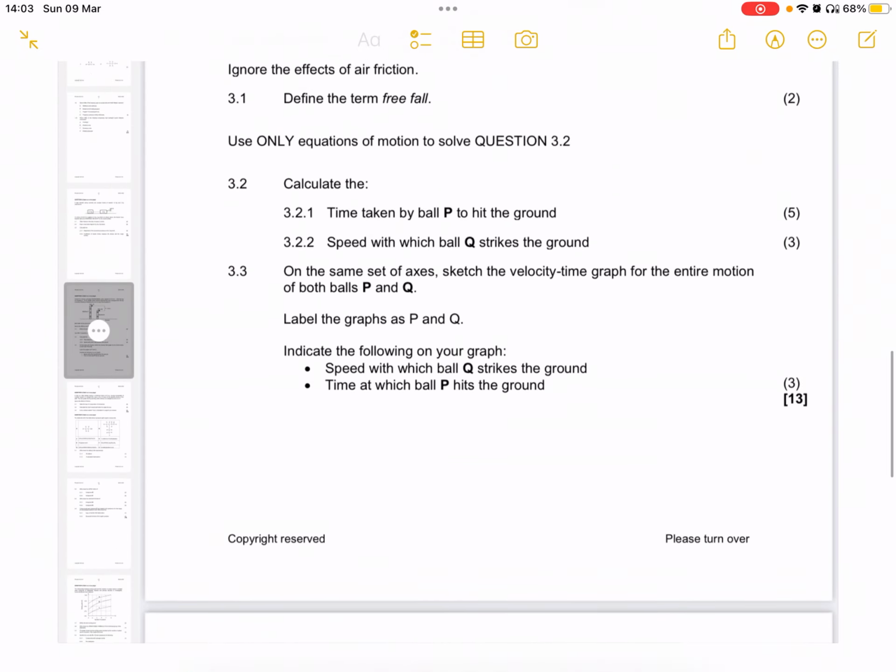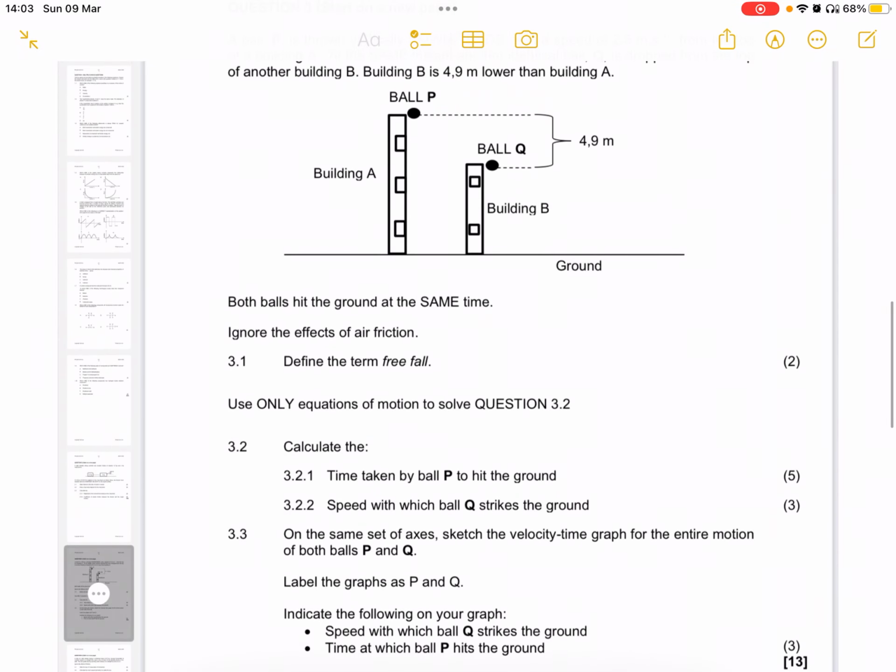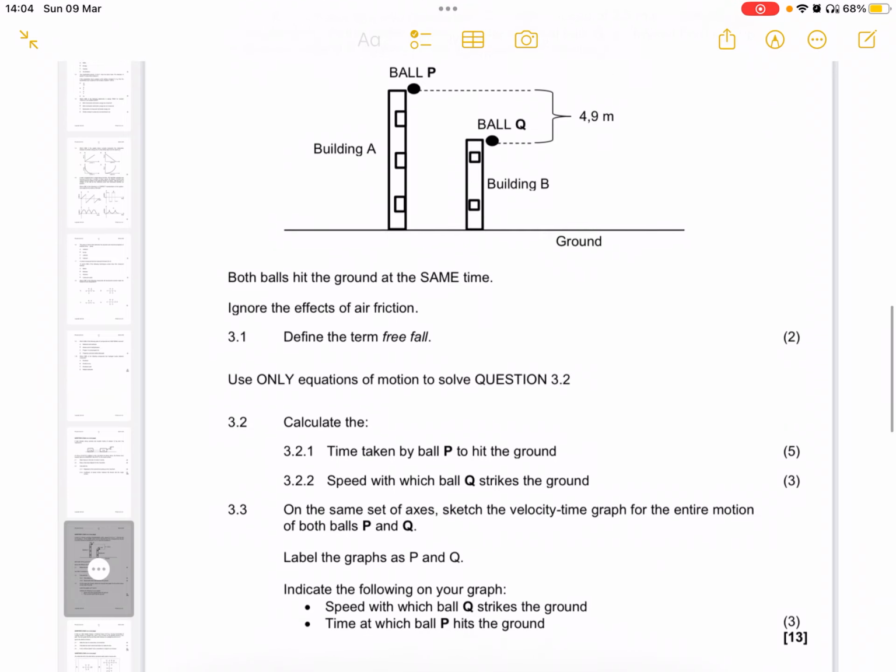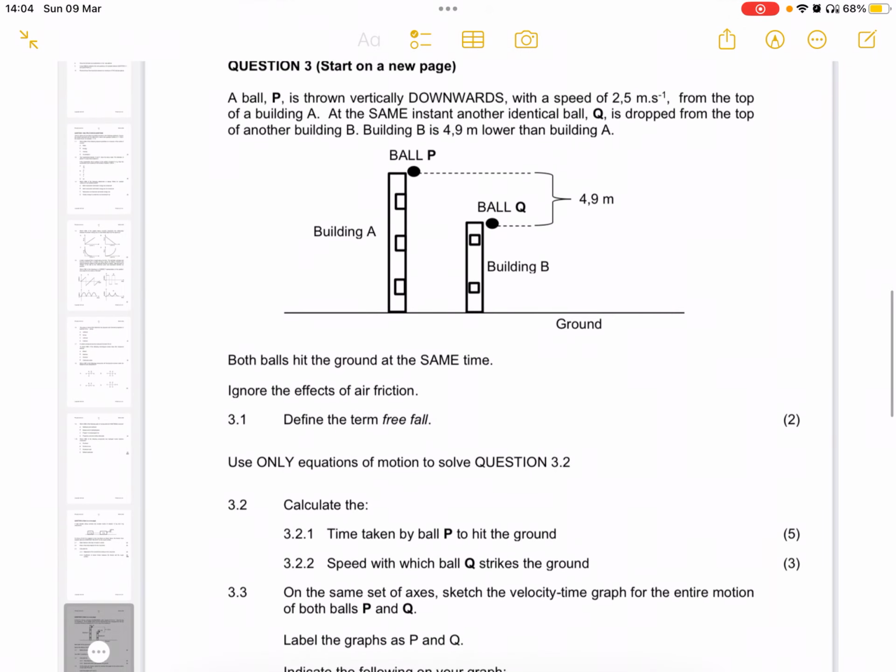Right. Second thing, there's a note to say use only equations of motion to solve question 3.2. And in 3.2 we have 3.2.1 and 3.2.2. Calculate the time taken by ball P to hit the ground. First thing to choose here, according to our diagram, we have to choose our direction.